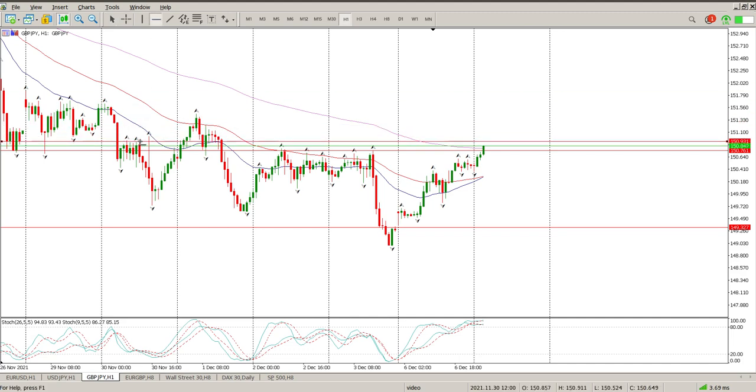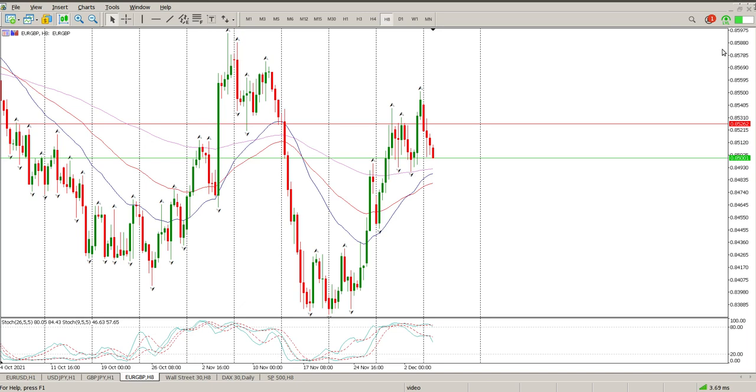And there is a little bit of structure around there. So up, possibly break that even, and then come back into the zone. And that would be the opportunity to look for long. So that's looking relatively interesting.